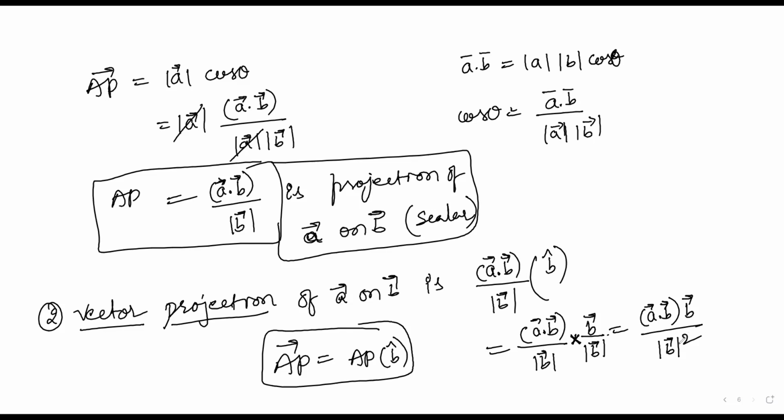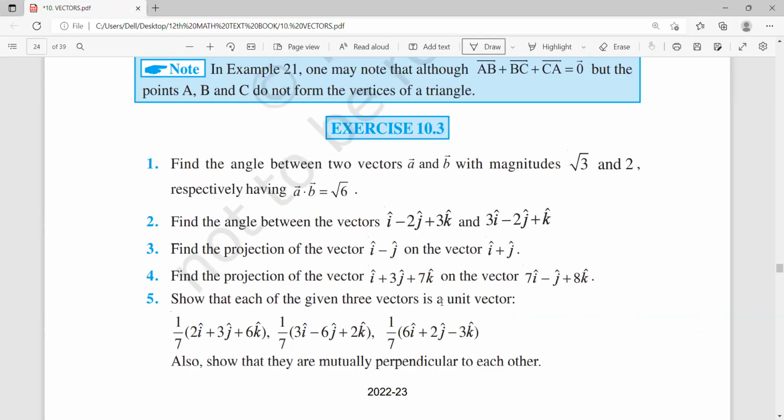Is that okay? Yes, sir. Rishita, did you understand this one? Yes, sir. Any confusion? No, sir. Here, to give direction, we multiplied by B cap. Why is it in the direction of B cap? To give direction, you should multiply the unit vector so that only direction comes, without changing its magnitude. All right.